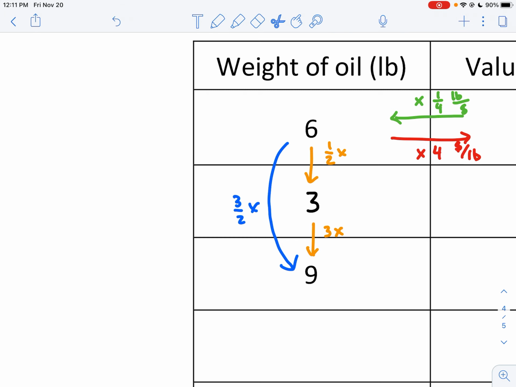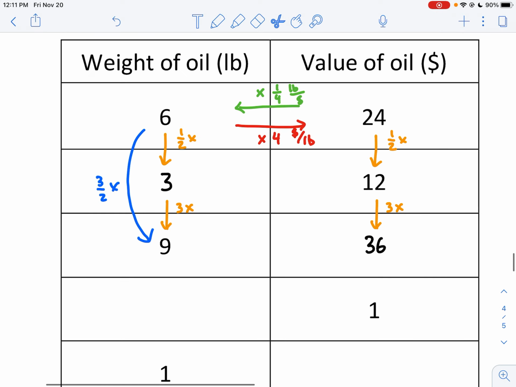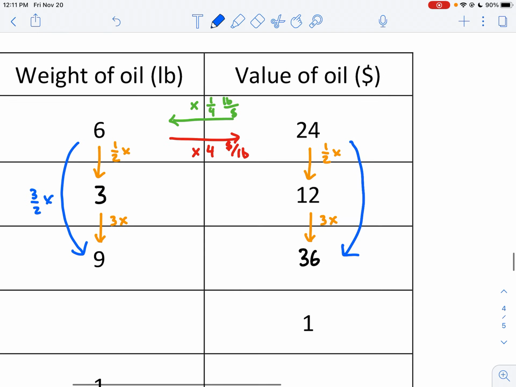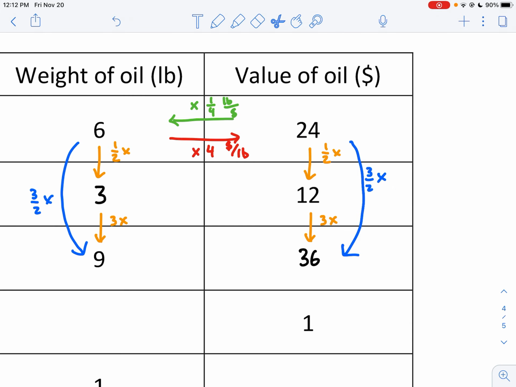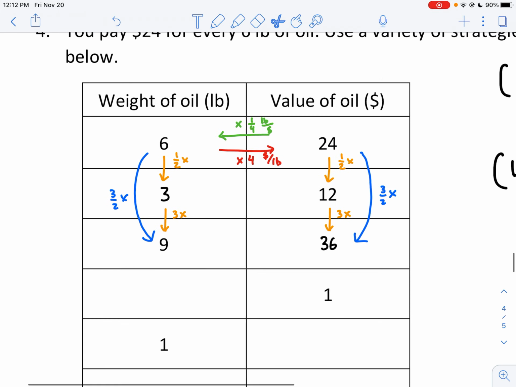And you simply do the same thing to the 24. So if you want to go straight from the 24 to the 36, then you're going to do 3 halves times 24. So when I do 3 halves times 24, I do half of 24, that's 12, and then 3 of those makes 36.